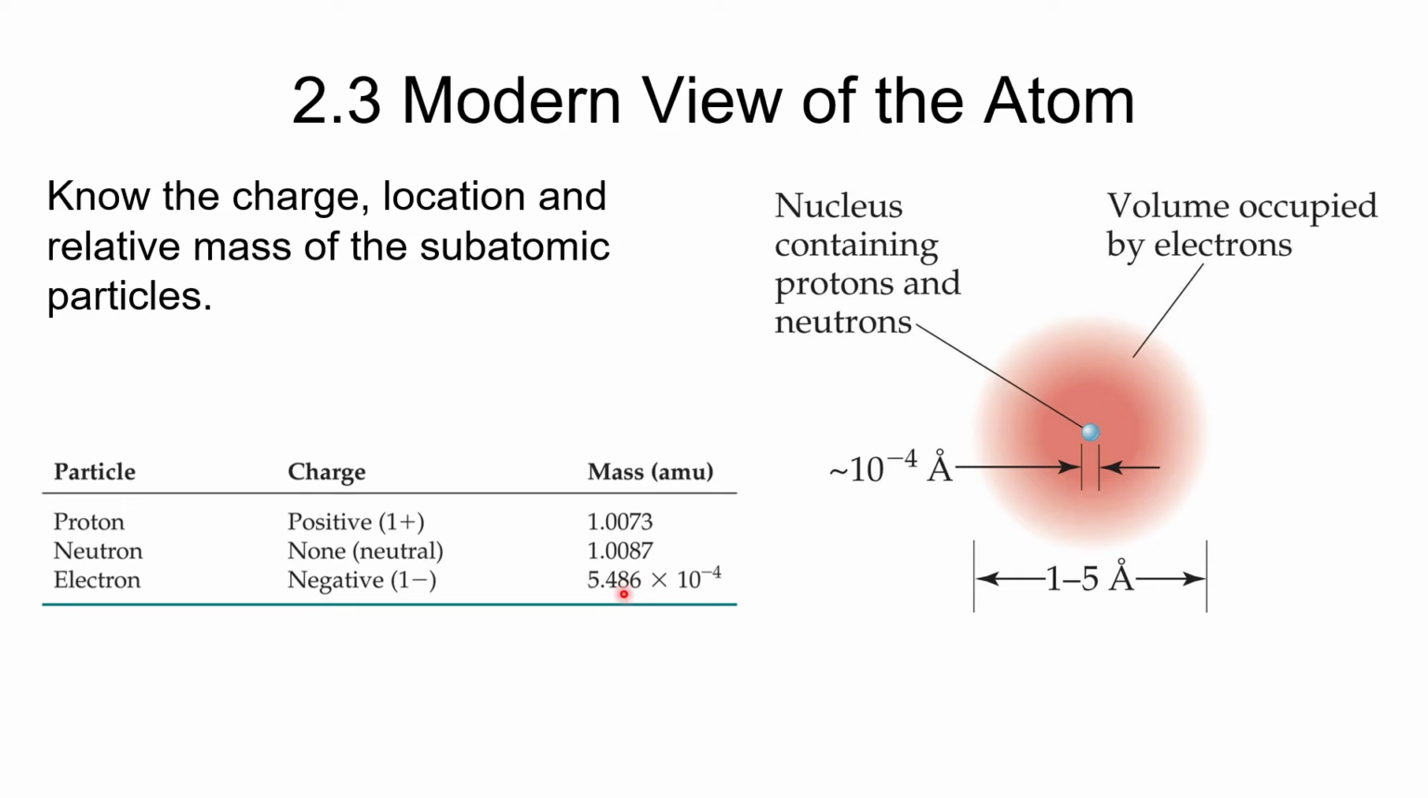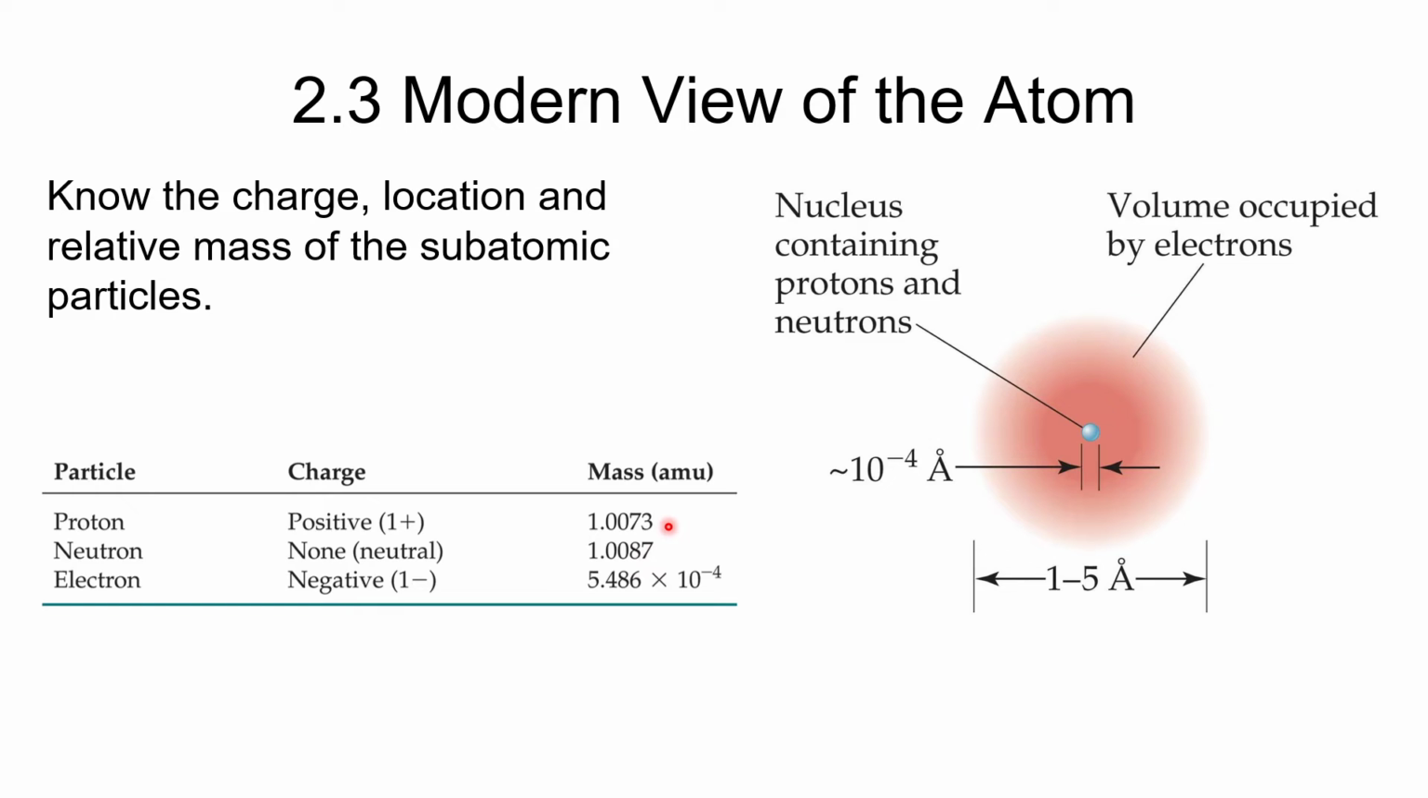And then the electrons here are much, much lighter. They're about 1/2000th the mass of either a proton or a neutron. So electrons hardly make up any of the mass of a particular atom. Again, I want you to know those things. You do not need to know this is exactly 1.0073 and 1.0087. You don't have to know that.